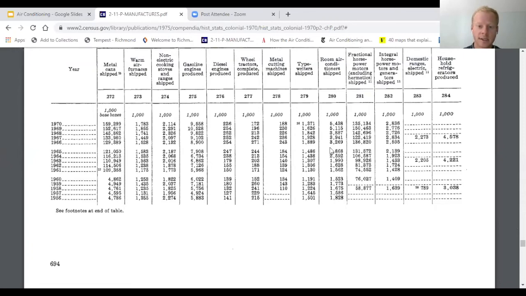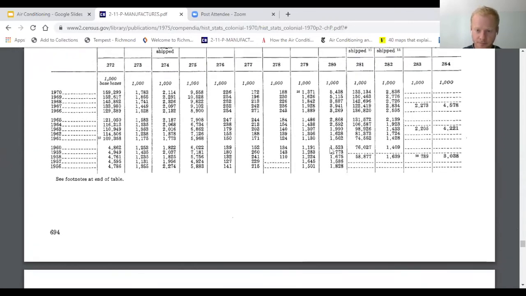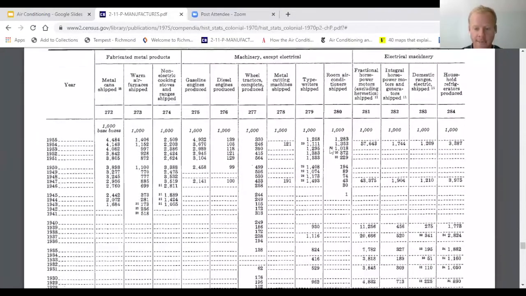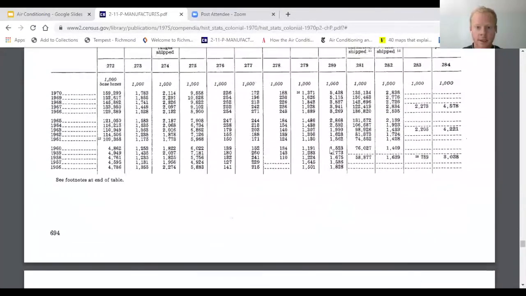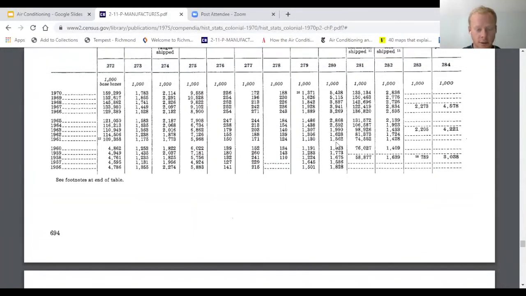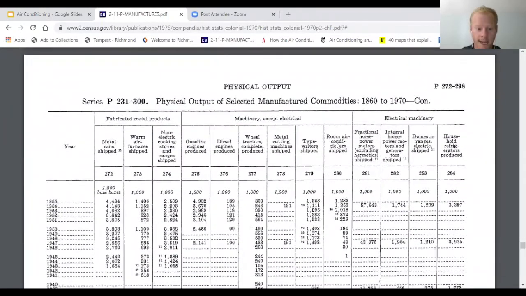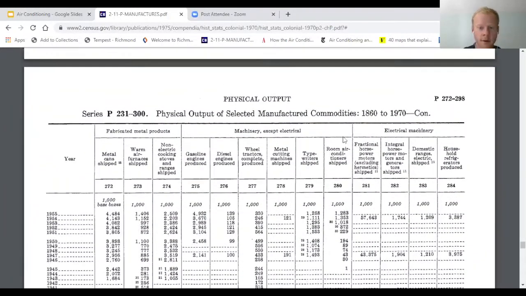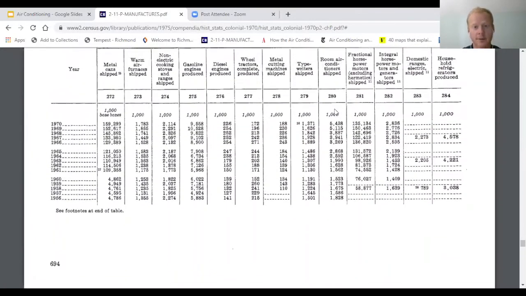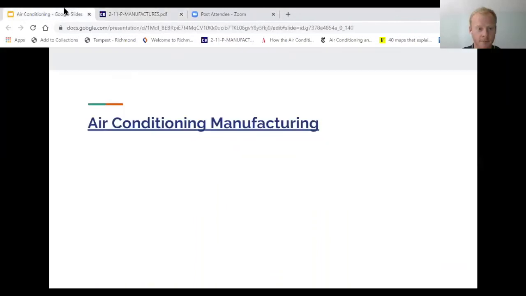Okay, so a good historical sentence would be something like this. The census data shows that from the year 1945 to the year 1970, the manufacture of room air conditioners increased drastically. And then you could even give examples of the data from 1,000 in 1945 to 5.5 million in 1970. So what we did is we looked at this data, we made sense of it, and then we were able to make a historical statement based on that.